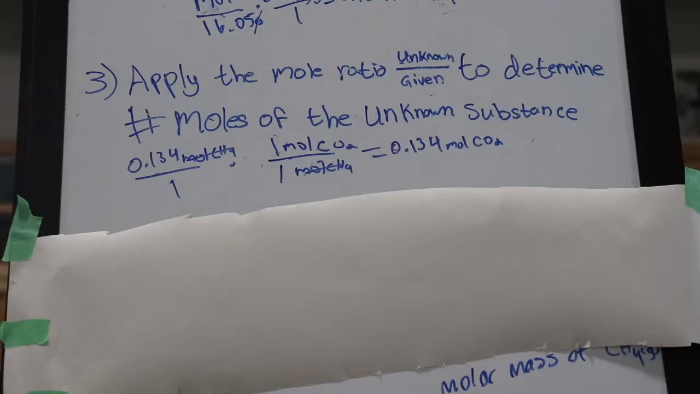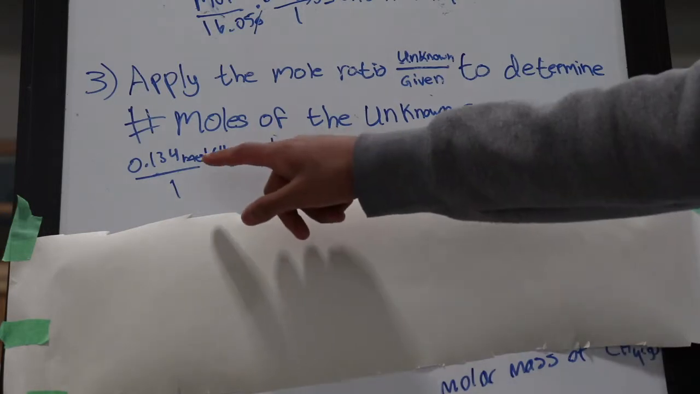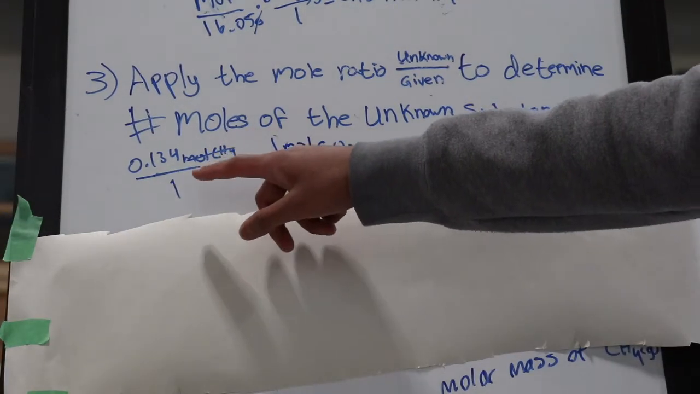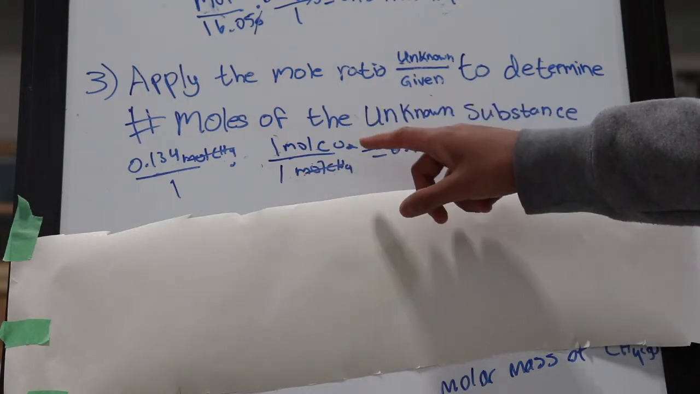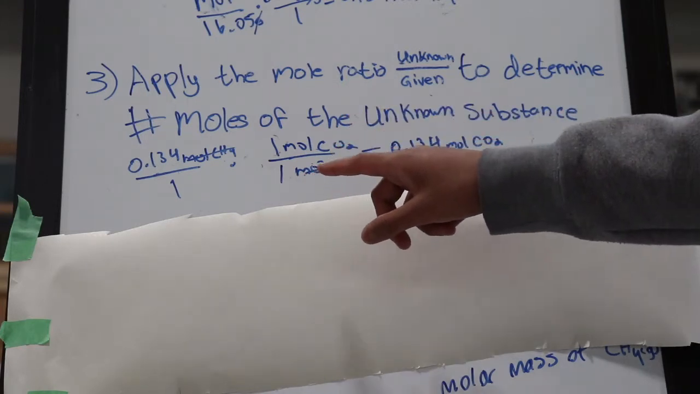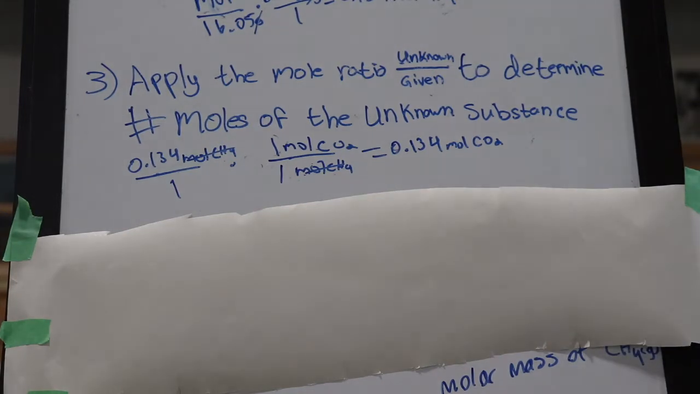I'm taking over from Phoenix and we're learning about stoichiometry step 3. For this one, we're applying the mole ratio, unknown over given, to determine the moles of the unknown substance. We have the moles of CH4, which is 0.134, times the mole ratio of 1 mole of CO2 over 1 mole of CH4. That equals 0.134 moles of CO2.